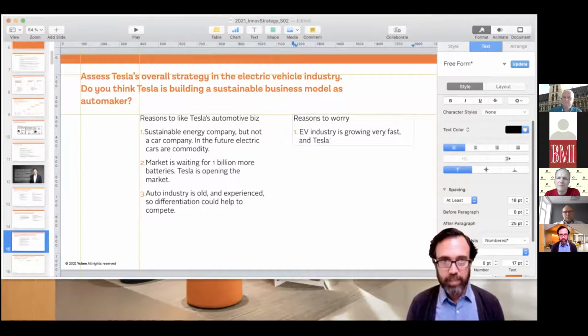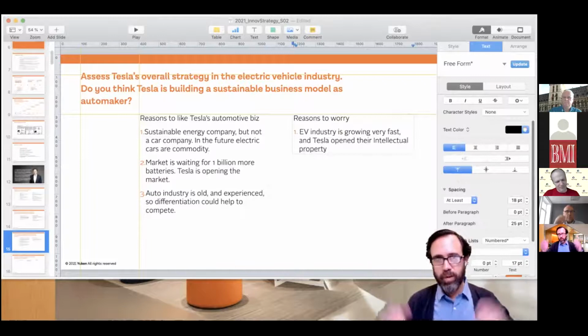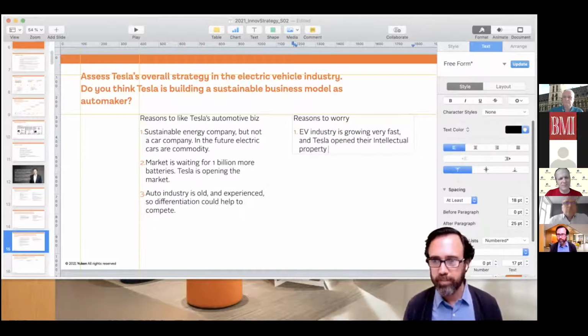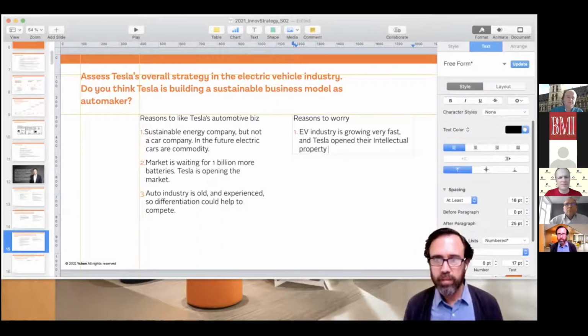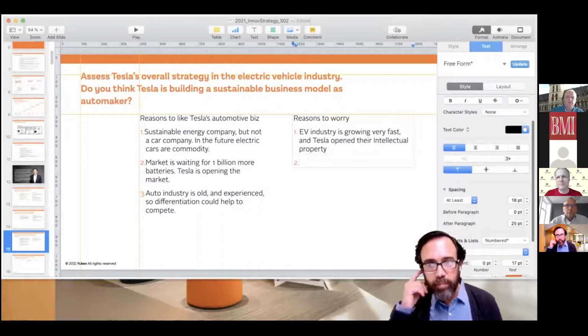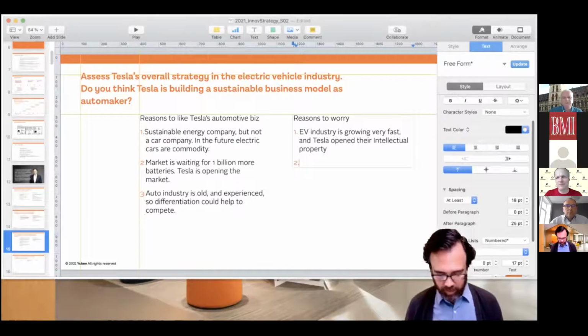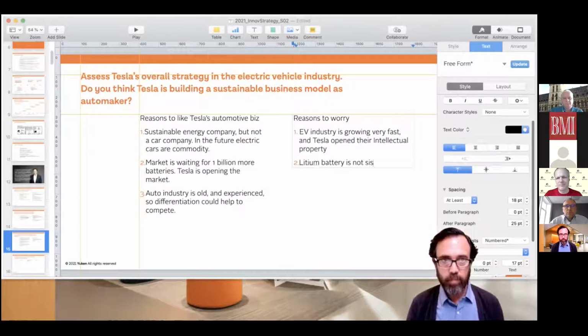And Tesla opened their intellectual property, allowing the rest of the industry to go and move faster. Mark? I think lithium battery is an issue in itself. It's not sustainable. The lithium battery is not sustainable. Oh, go ahead. Lithium.